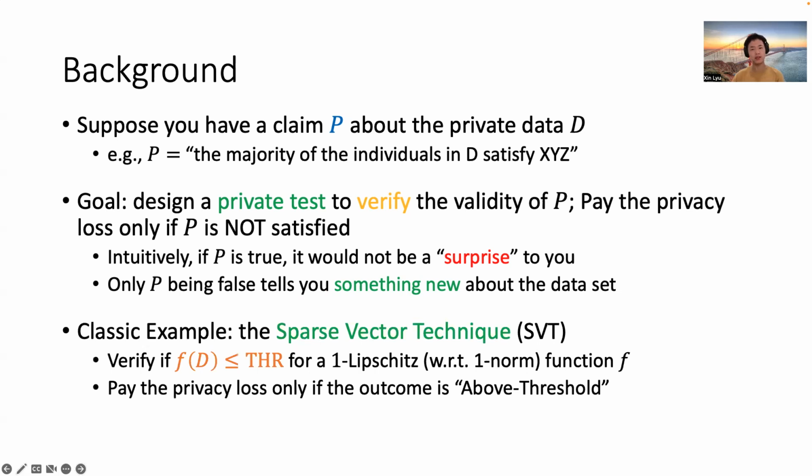Here, being one-Lipschitz just means that if I change any single entry in my data set, the f value of the data set changes by at most 1. The sparse vector technique can be used to verify claims of this form, and we pay the privacy loss only if the outcome is above the threshold. If the outcome is below the threshold, we pass the query without apparently paying the privacy loss. So potentially, one can use the sparse vector technique to answer an unbounded number of queries.